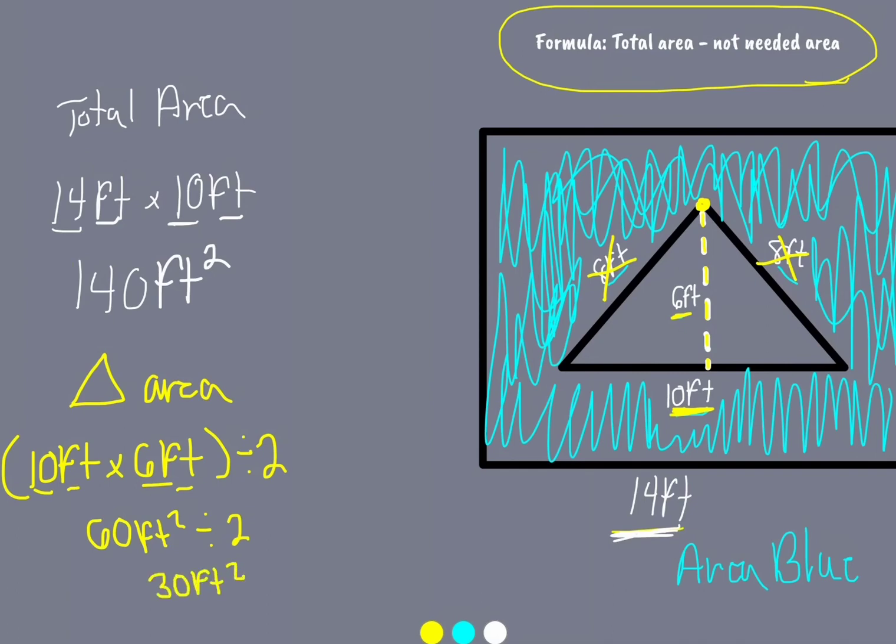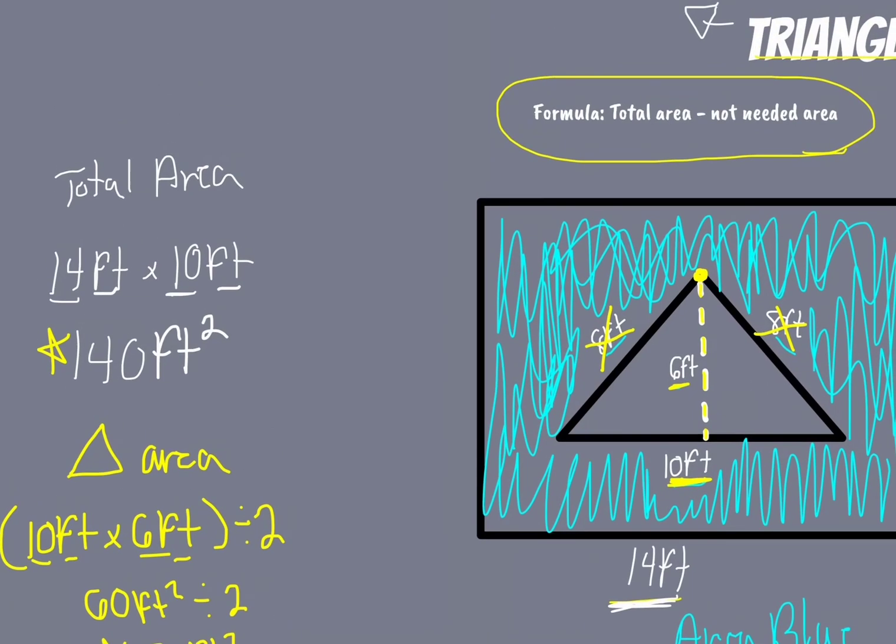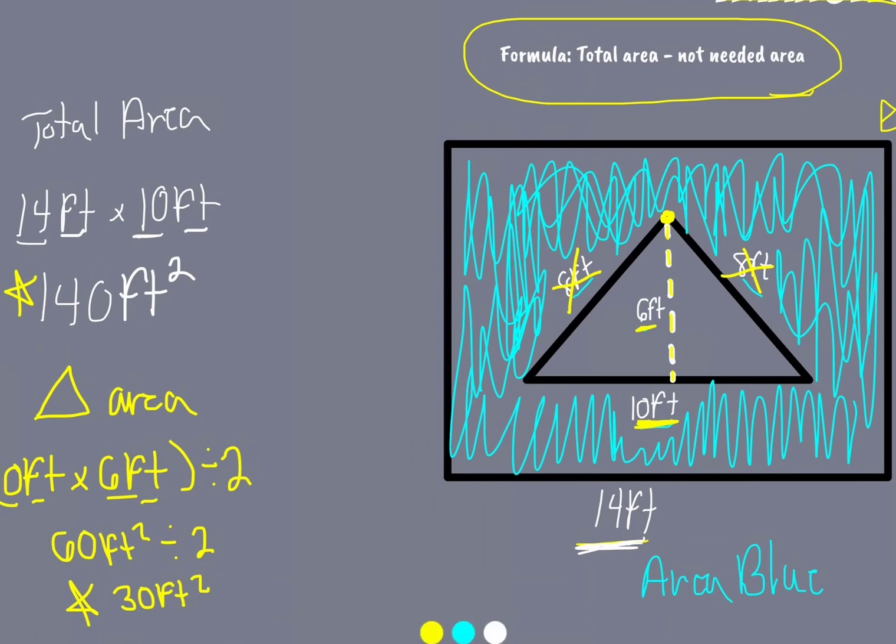So now I have all the information I need. I have the total area, and I have the area that I don't need. And whatever I subtract it, I will get left over with the blue. So for me to do this problem, it's just simply 140 feet squared minus 30 feet squared, and the blue area is going to be 110 feet squared. That's my final answer. So that is the area of the blue that we needed.